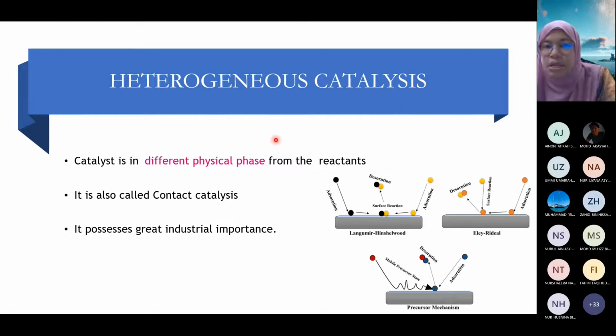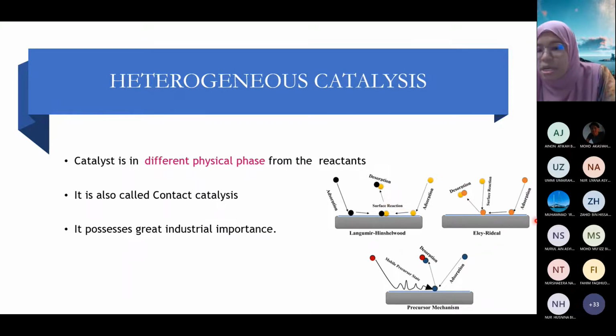Okay, so heterogeneous catalysis, or heterogeneous chemical reaction: the catalyst is in a different physical phase from the reactants. It is also called contact catalysis. It poses great industrial importance. So this is how the heterogeneous reaction works. This is what you will study in this topic.